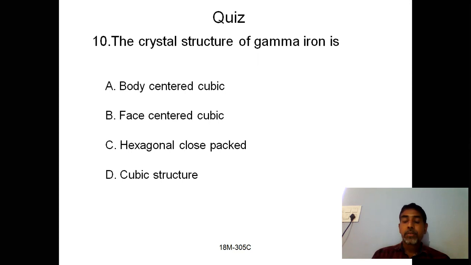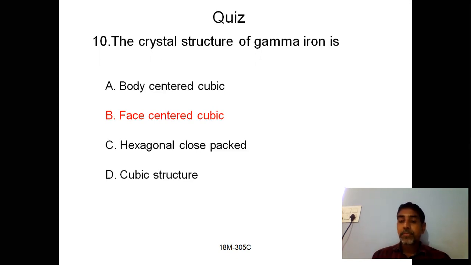If you don't remember those examples for different crystal structures, you are unable to answer these types of questions. That's why you should study those examples very carefully. You should remember them properly, otherwise you are unable to answer. These are remembering questions. Which is the answer? Face-centered cubic. So the structure of gamma iron is face-centered cubic.